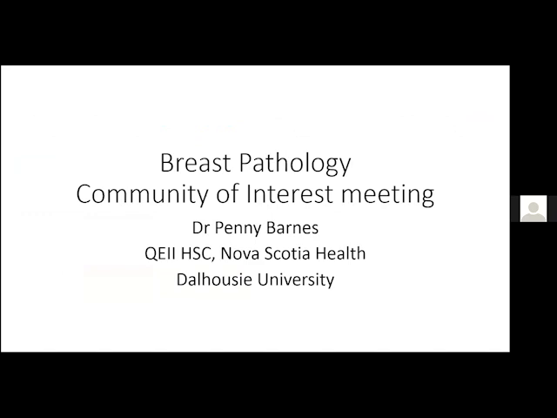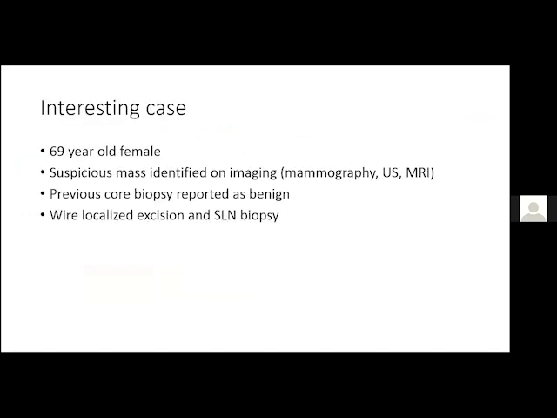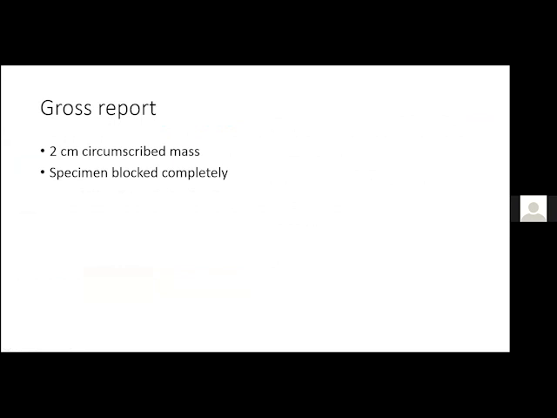Okay. So I had an interesting case a couple of weeks ago, or almost a month ago. The patient was 69 years old, and she had a suspicious mass identified on breast imaging. A core biopsy was reported as benign, but then she went on to have a wire localization excision and sentinel lymph node biopsy. The gross report that came with the case in consultation described a 2 centimeter circumscribed mass, and the entire specimen was submitted.